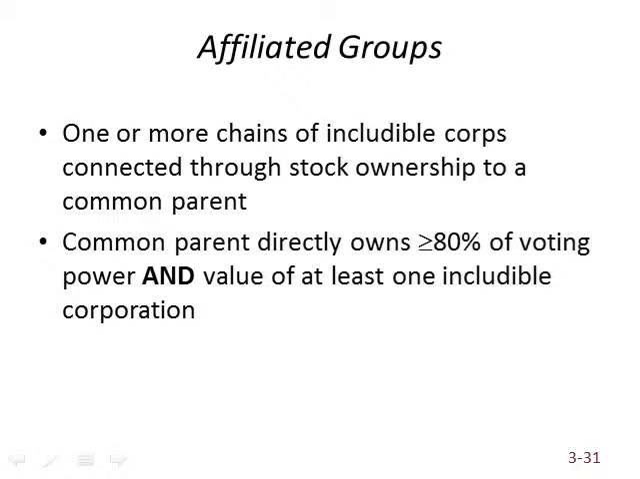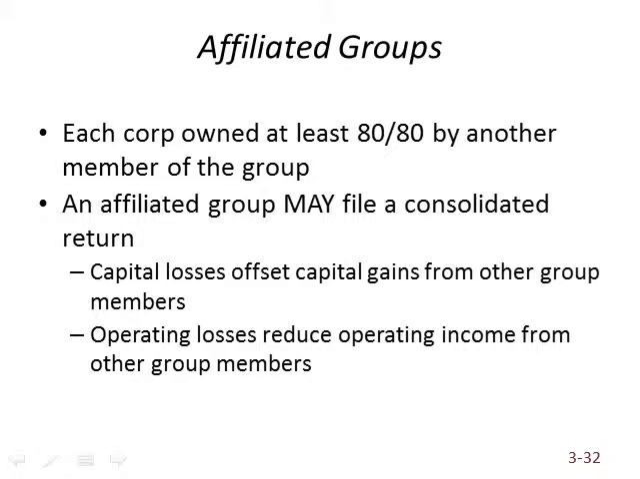And we talked about this. So what makes up an affiliated group? And that's where one or more chains of includable corporations are connected through stock ownership to a common parent, and that the common parent directly owns greater than 80% of voting power and value of at least one includable corporation. Further, that each corporation is owned at least 80% by another member of the group, and if this is the case, an affiliated group may file this consolidated tax return.